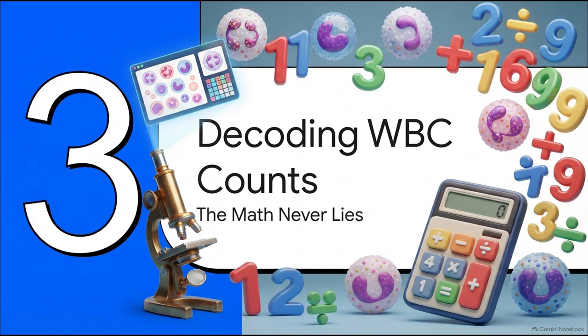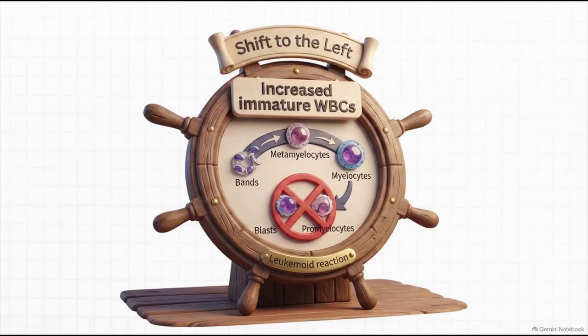Let's crunch some numbers. You'll constantly hear the phrase shift to the left. A true shift to the left means your patient's body is frantically pumping out immature white blood cells to fight a war. But there is a strict rule here. This includes only bands, metamyelocytes, and myelocytes. There should be absolutely zero blasts or promyelocytes. If you see blasts, you're no longer dealing with a benign leukemoid reaction, you are looking at leukemia.